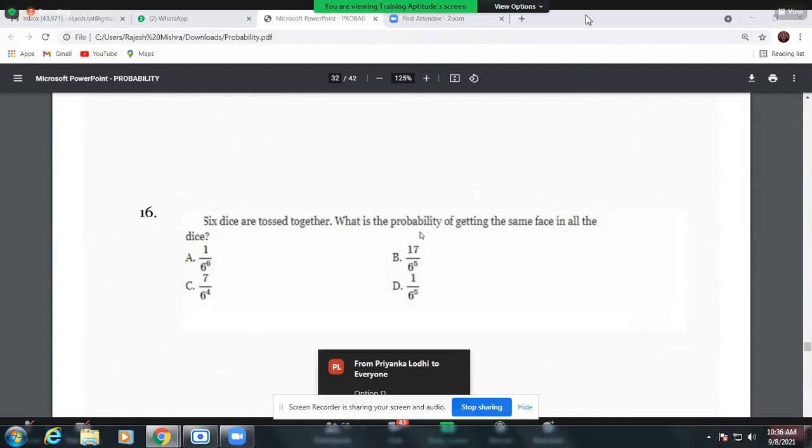Sir, D. Who said D? Sir, me. Vyom, Priyanka. Right. Oh, yeah, Priyanka has written in the chat box also. Yeah, absolutely correct. It is D.